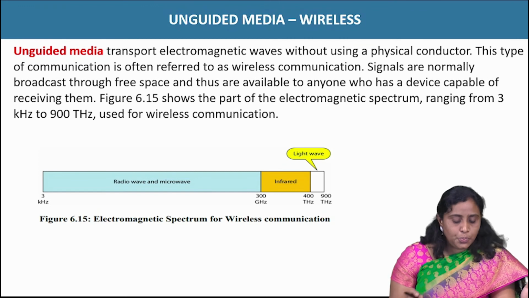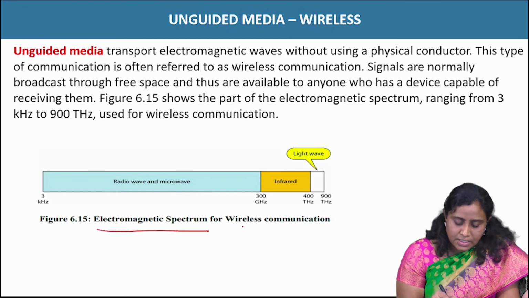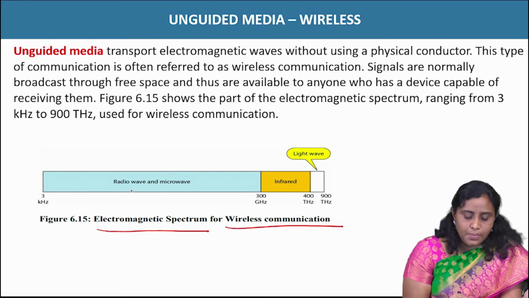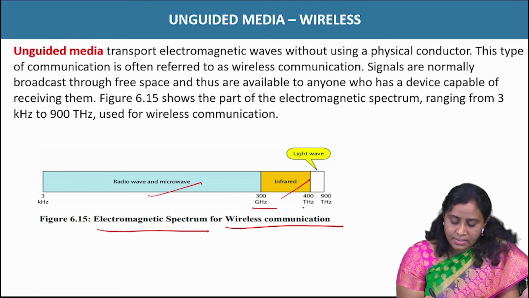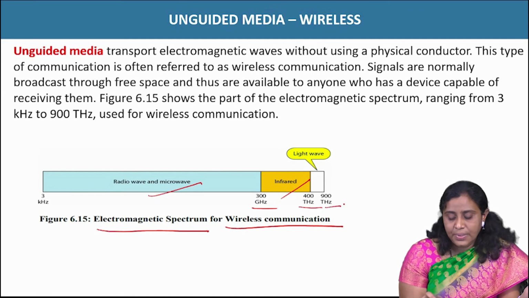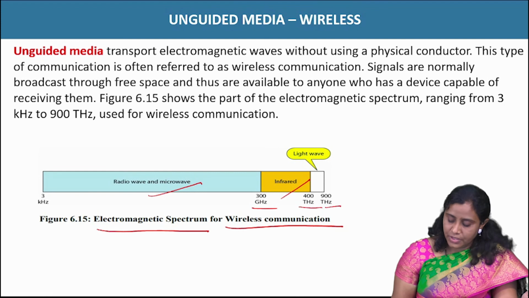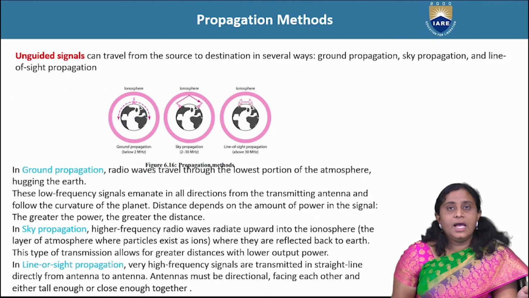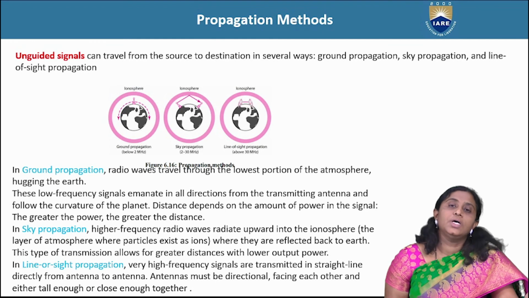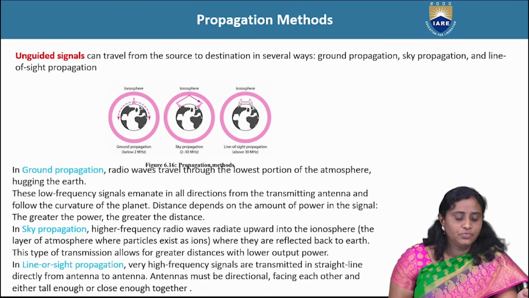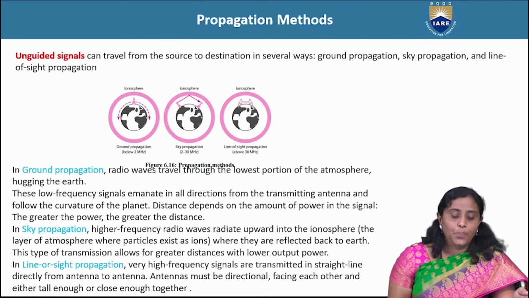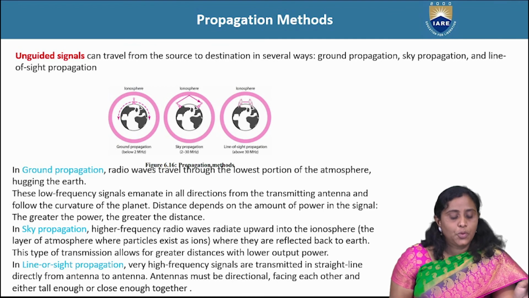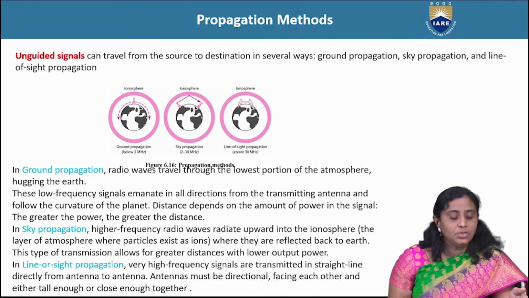Figure 6.15 shows the electromagnetic spectrum for wireless communication, which includes radio waves and microwaves. The type is infrared, with a capacity of 300 GHz to 400 THz, and then 900 THz for light waves. Unguided signals can transfer from a source to a destination in several ways: ground propagation, sky propagation, and line-of-sight propagation. I want to discuss these three types one by one.